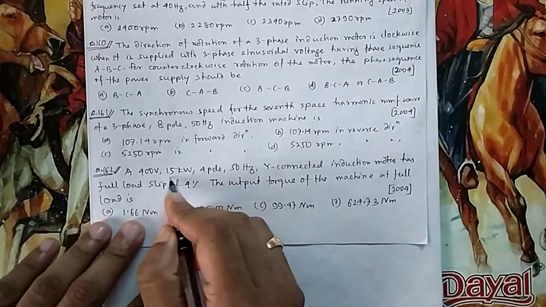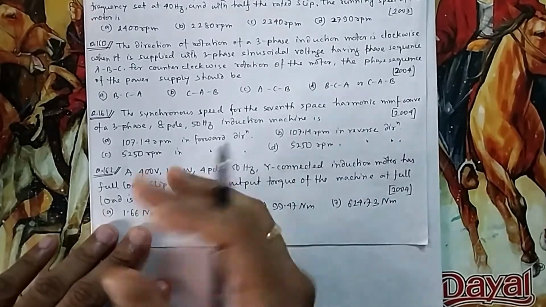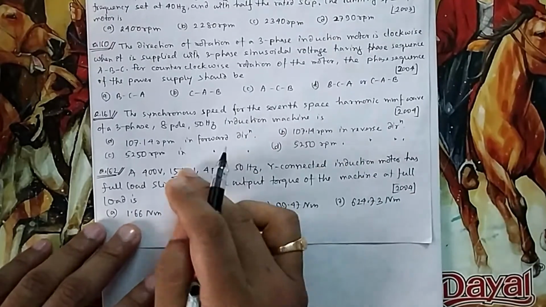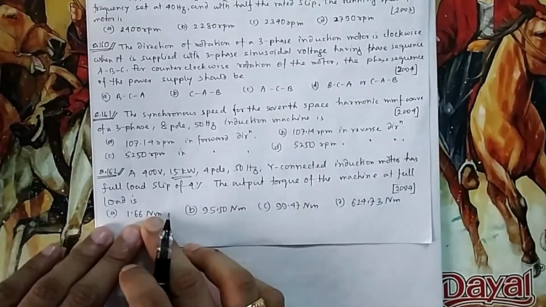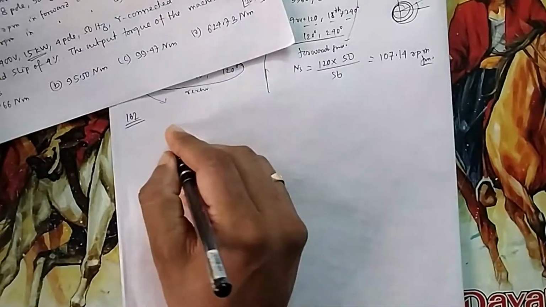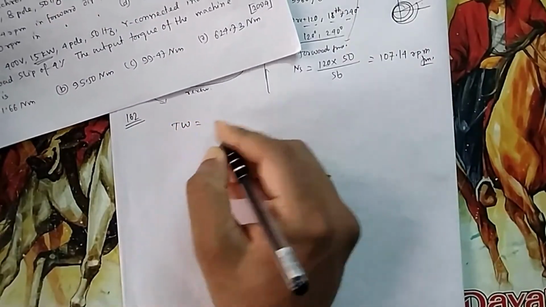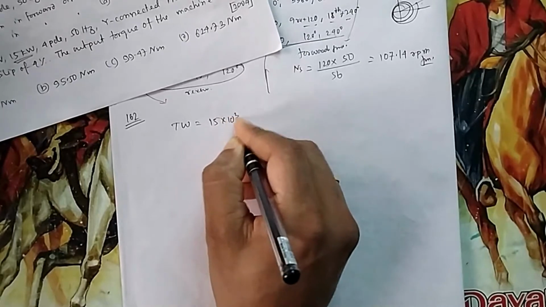So at full load 15 kilowatt, what is the meaning of 15 kilowatt? That means it is the output power. So it is the full load. So output power is given. You just need to find torque. So you know torque T into omega is equal to power, that is given 15 kilowatt. So you can directly use this one.